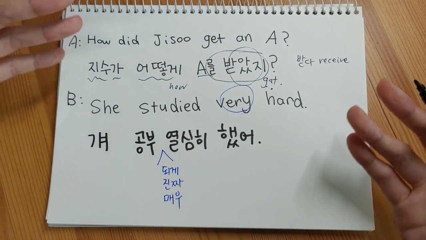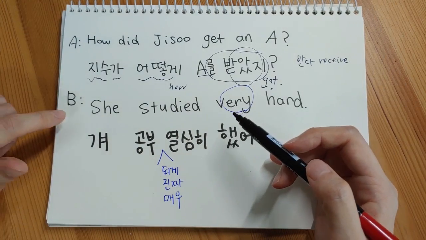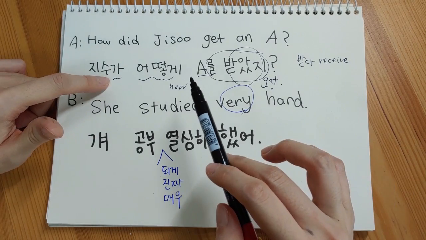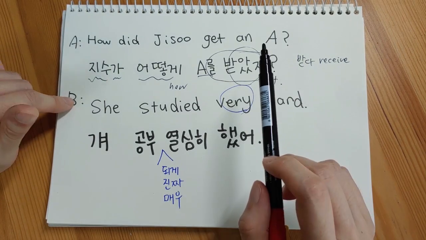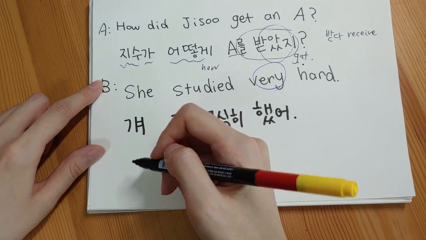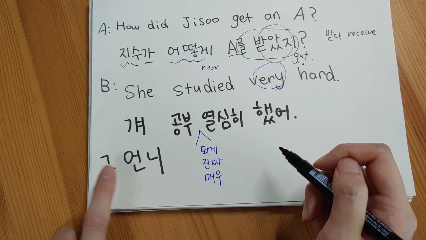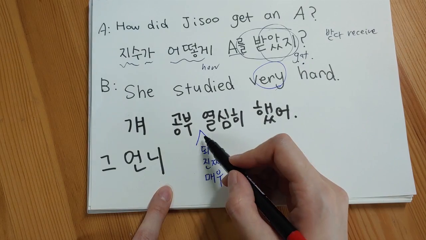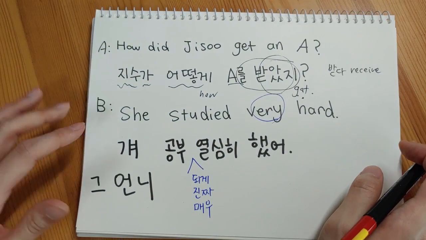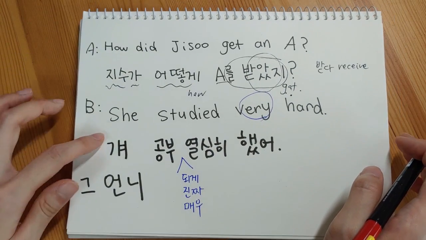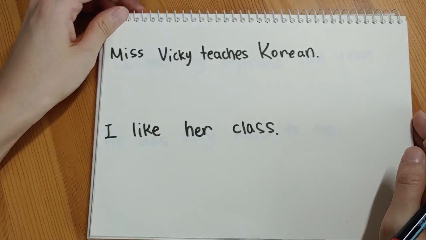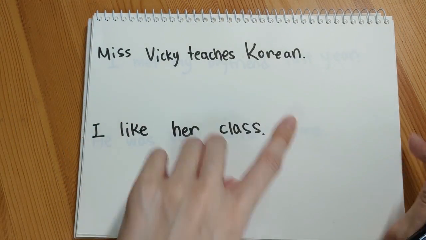There could be other possible scenarios. For example, if 지수 is older than the person B, you can say 그 언니. That 언니, 그 언니 공부 되게 열심히 했어. So these two are possible pronouns for she in this context. And how about Miss Vicky teaches Korean.